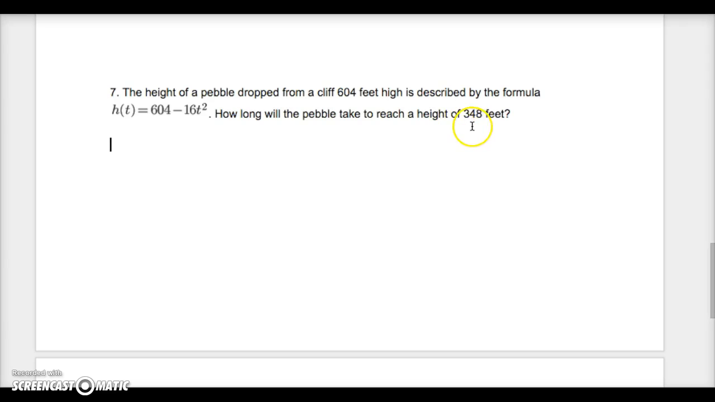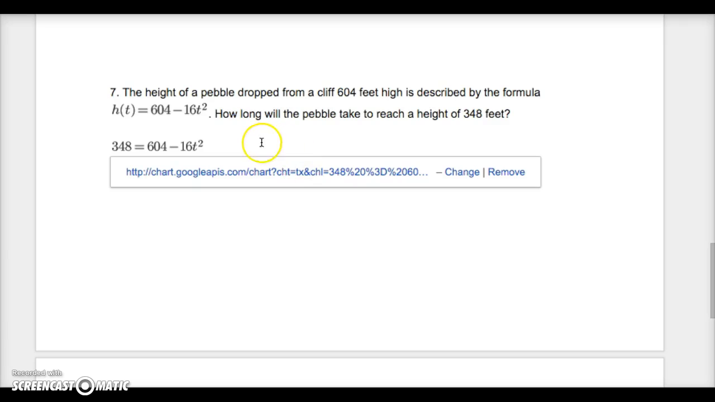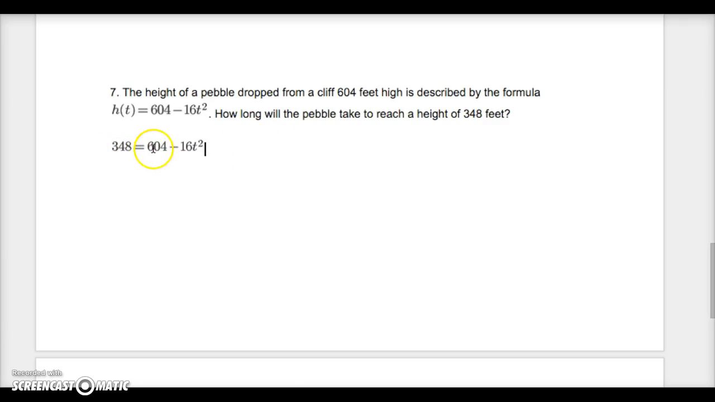So if they give you a height of 348, that just replaces the height of the pebble at a certain time. All this is it's going to become 348 equals 604 minus 16t squared. It's going to look just like this. Notice that both of these numbers, 348 and 604, don't have a variable next to them. They're both c values in that sense. So they are like terms which you just need to combine.